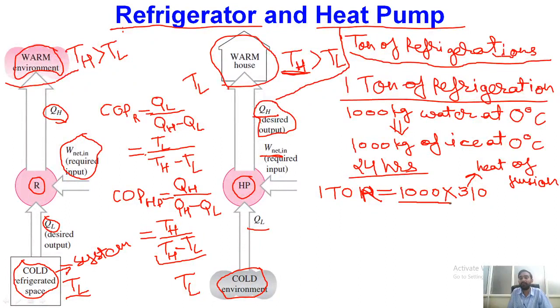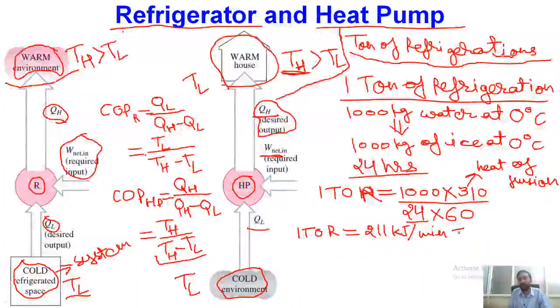Then what we need to do, because we are now calculating in rate form, and this process we are achieving in 24 hours. So I will divide by time in order to find the rate. So 24 hours, and if I convert it into minutes, I will multiply with 60, and from here we will find that 1 ton of refrigeration is equal to 211 kilojoule per minute.